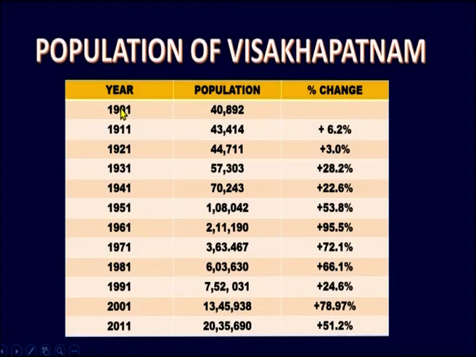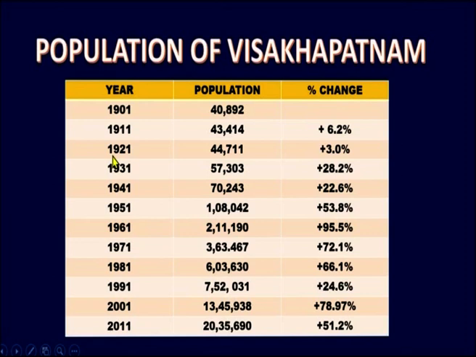Next is from 1901 to 1911. It has increased to 43,414 and percentage change is plus 6.2%. From 1911 to 1921, what is the increase here? From 43,414, it has increased to 44,711. So it has increased. So what is the percentage increase here? Plus 3.0%. Means very less percent increase is shown between these two decades.